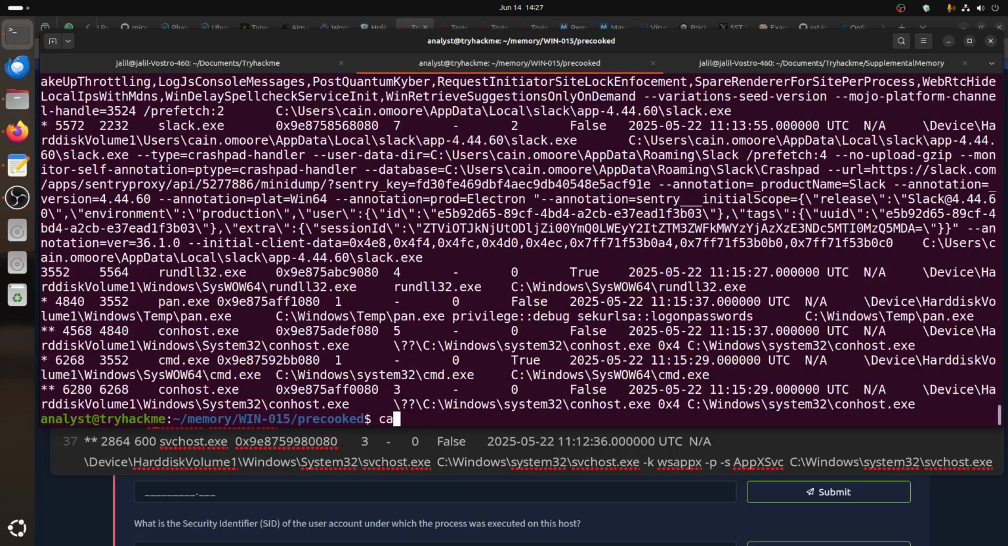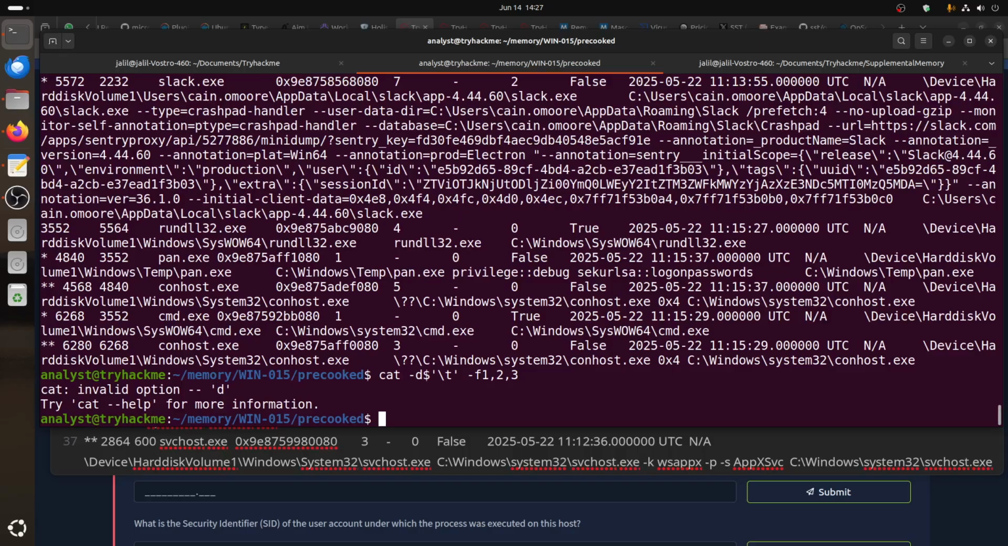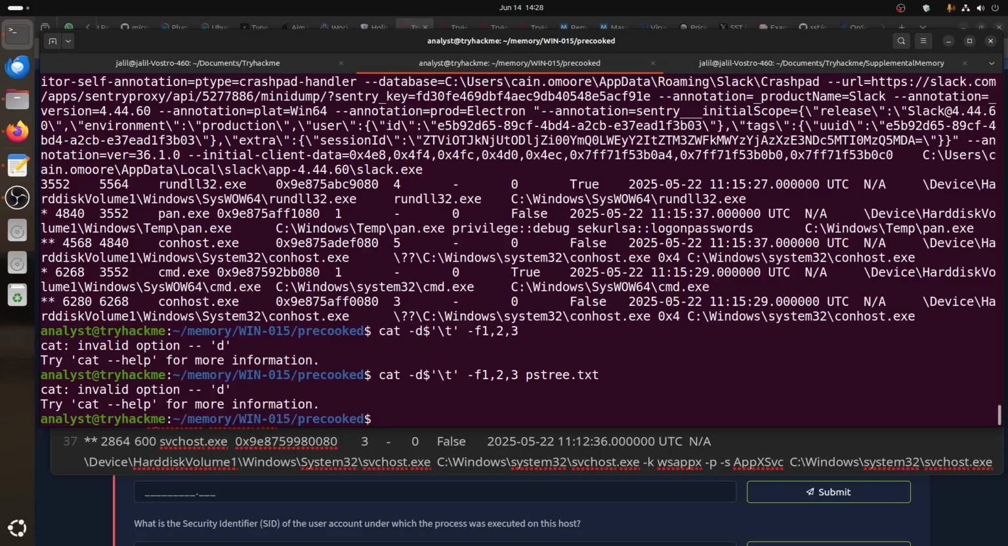We can do cat -n like in the room, they do this. You can use the little tricks of cat and do -f. We just need the parent, the process, the parent, and the binary, which is the last three, pstree. What did I do wrong?